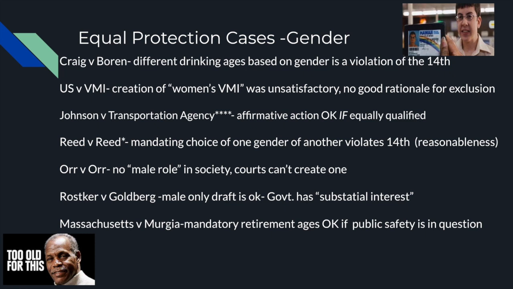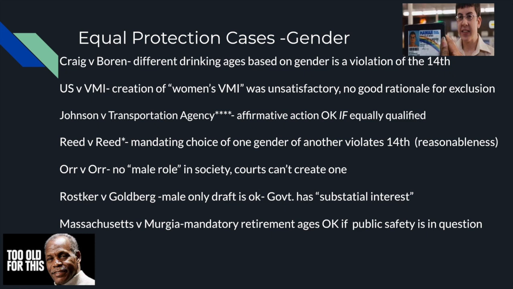Next up, this is another divorce one, Orr versus Orr. Alabama had a law that only required men to pay alimony, even if they were making less money than their spouse. So what Orr versus Orr says is there's no male role in society, and so courts can't create one that says men have to be the breadwinner and provide for their spouse. So that law is thrown out, and at this point in Alabama, if a couple got divorced and the woman had been the breadwinner in the family, then she would have to pay alimony to her ex-husband as opposed to the less income ex-husband having to pay alimony to his wealthier ex-wife.